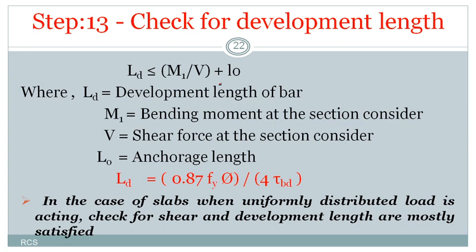Then you have to check for development length now. Ld should be less than or equal to M1 by V plus L0. Ld is the development length of the bar, M1 is the bending moment at the section considered, V is the shear force at the section considered, and L0 is the anchorage length. Ld can be calculated using this formula, that is 0.87 fy phi by 4 tau bd. If the obtained value of Ld is less than this factor, then we can say our slab is safe against development length.